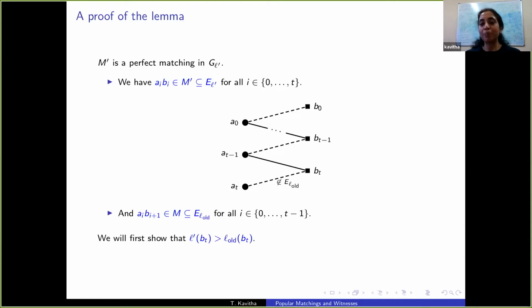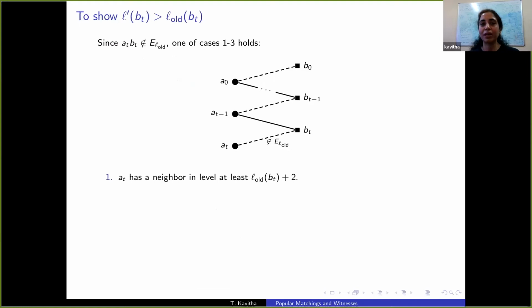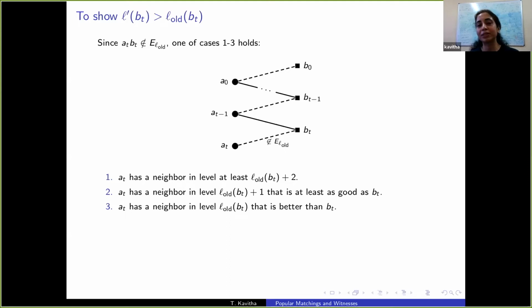So let's first show that L prime of Bt, which is in fact the bottommost object in this path, is strictly larger than L old of Bt. Our whole job is to show that L prime of B0 is strictly larger than L old of B0, but let's start at the bottom and then we'll move to the top. Since this edge AtBt is not in the edge set of the graph G sub L old, one of these three cases has to hold. Either At has a neighbor in level at least L old Bt plus 2, or it has a neighbor one level higher, that is L old Bt plus 1, that's at least as good as Bt, or it has a neighbor in the same level that's better than Bt. That's why this edge is not present in our graph G sub L old.